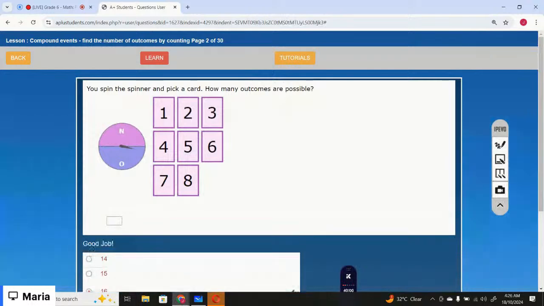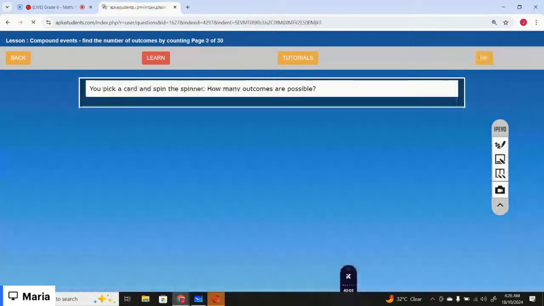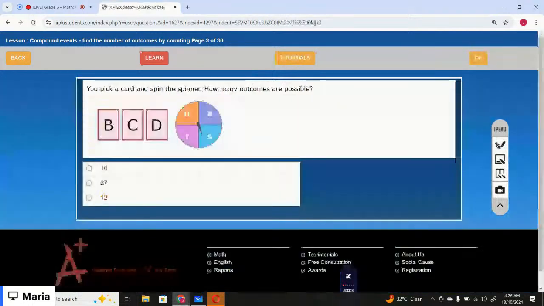Okay, the next one is you pick a card and spin the spinner. How many outcomes are possible? So which is the correct option? Very good. That is 4 times 3 is 12. You have 12 outcomes.